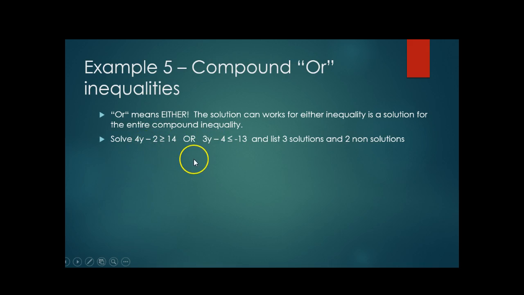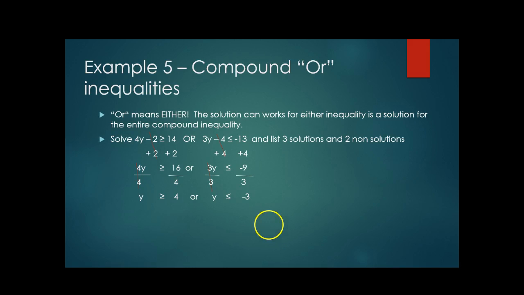Okay, so we're going to solve it the same way. Add 2 on this one and add 4 on this one. Cross them out. We got 4y is greater than or equal to 16 and 3y is less than or equal to negative 9. Divide by 4, divide by 3. And you got y is greater than or equal to 4 or y is less than or equal to negative 3. So solutions that are greater than or equal to positive 4 or less than or equal to negative 3 are 5, because that's greater than or equal to 4, or negative 10, that's less than or equal to negative 3, or 18. Non-solutions would be like 0 and 2, because it doesn't work for either of them.